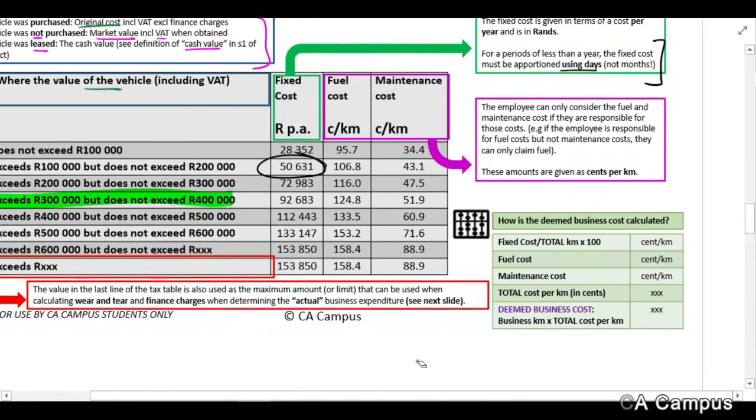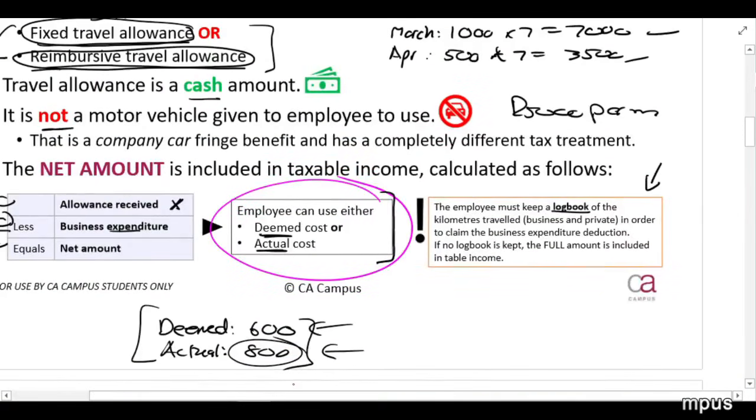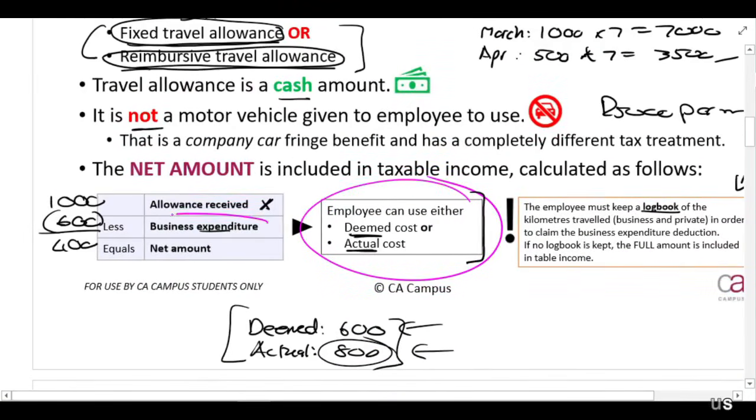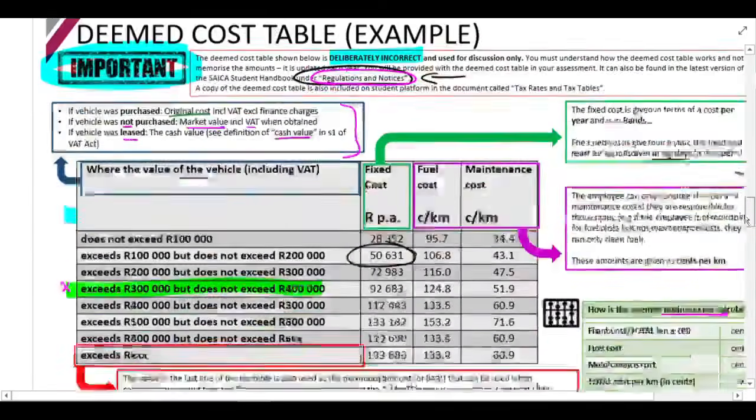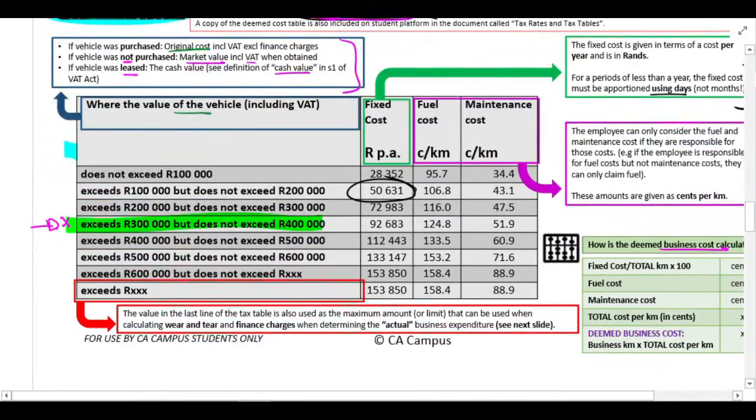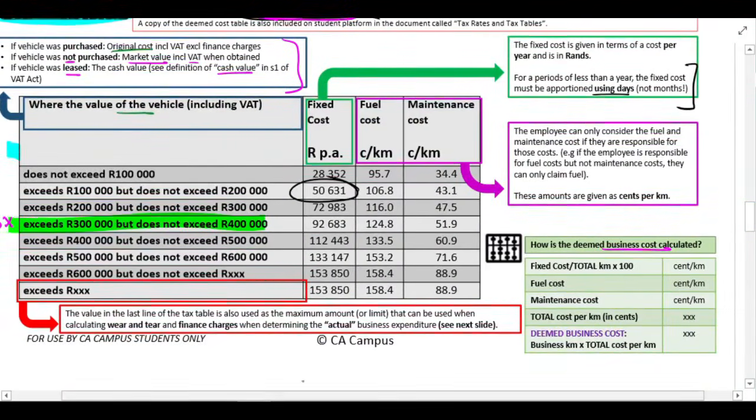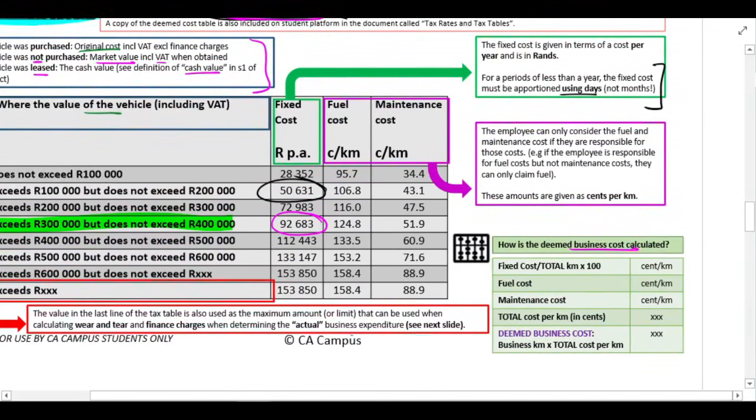So how do you determine the business cost? Remember what we're trying to do here? We're trying to determine this amount over here, this business expenditure. So how do you determine that business expenditure using the deemed cost? So let's say your vehicle sat in this category over here. So you would use the fixed cost of 92,683. You would calculate, this is rands per year, you would change that into a cost per kilometer. So how do you do that?